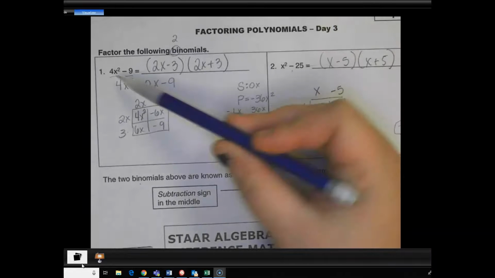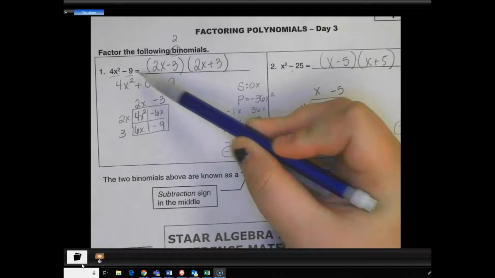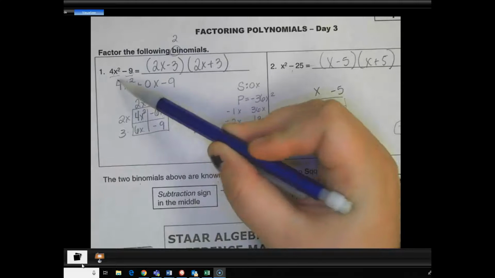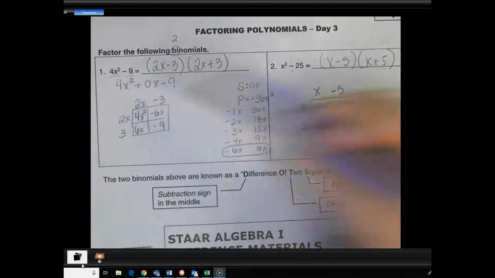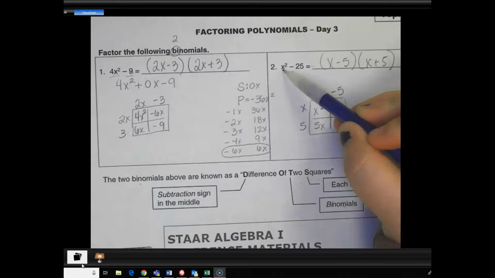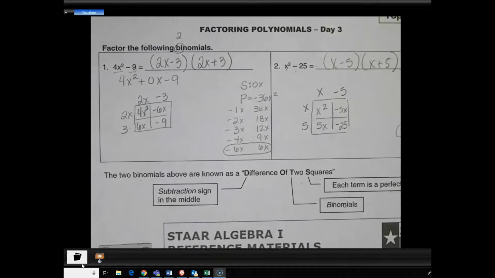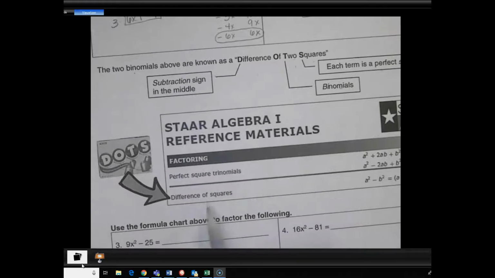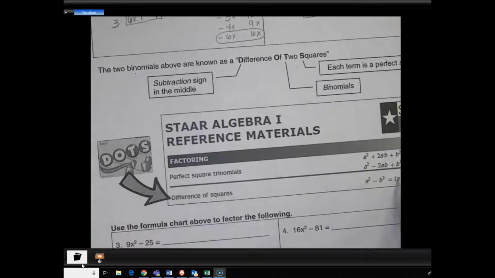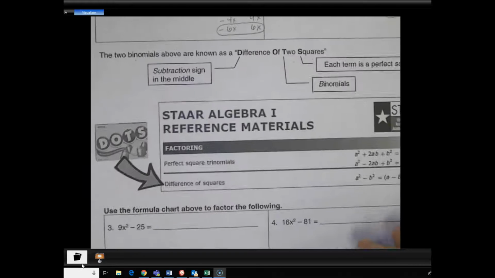And each term is a perfect square. So in this case, 4x squared is a perfect square, and 9 is a perfect square. And here, x squared, because x times x, is a perfect square. And 25 is a perfect square, 5 times 5. So this is called difference of two squares, or difference of squares. It is on your mathematics chart. So we're going to kind of follow this. We're going to look at this. Okay? Zoom out a little bit.